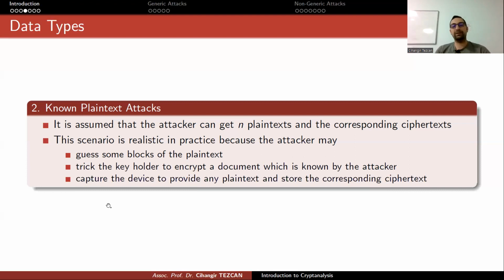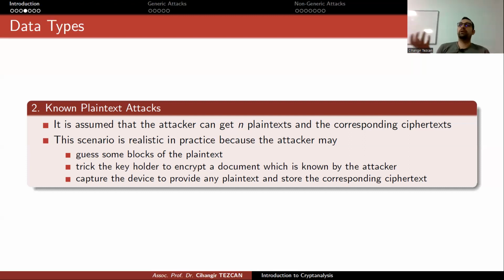But they can also capture the device to provide any plain text and store the corresponding ciphertext. Of course, this last one is valid for every attack scenario, because if you capture the device, and by device you can think of anything that can encrypt, for instance, a mobile phone also in this scenario.